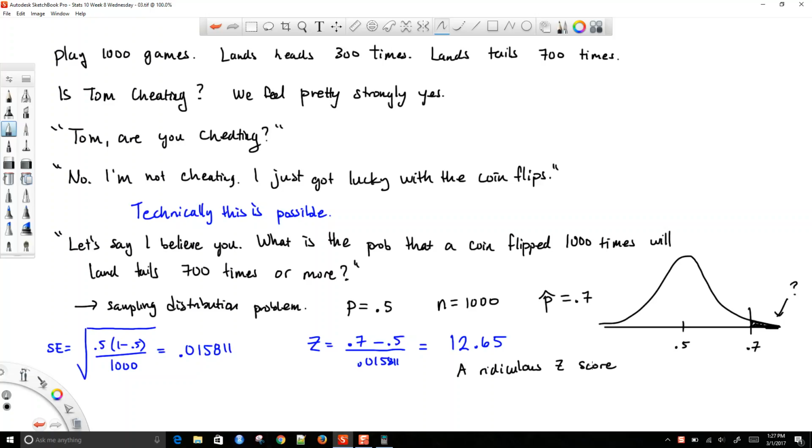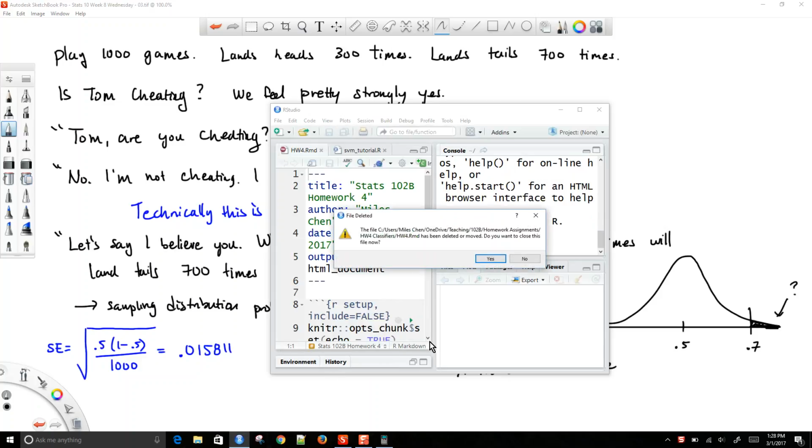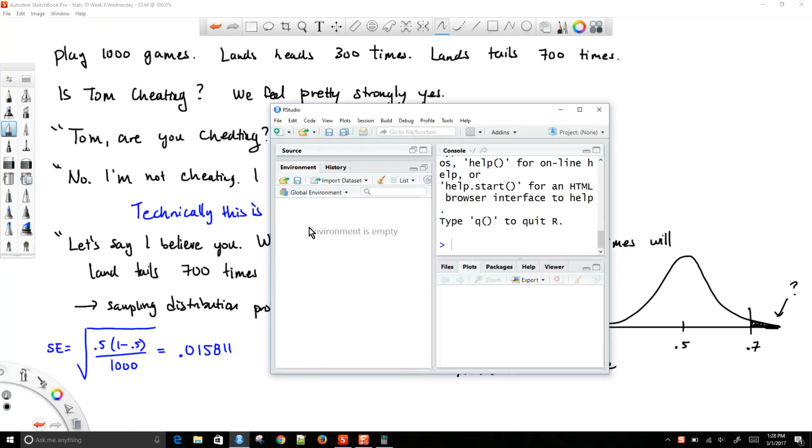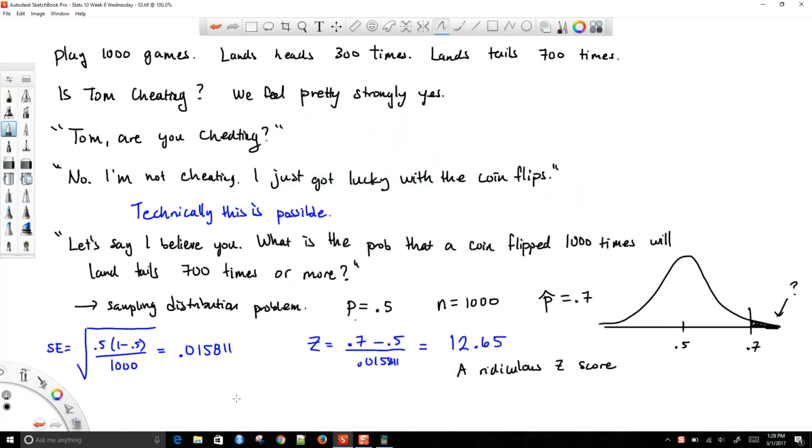I actually lost that number, so let me do the calculation here. I think it's on the order of 5 times 10 to the negative 37. Let me just do pnorm of negative 12.65. Yeah, 5.6 times 10 to the negative 37. So this area out here is 5.6 times 10 to the negative 37.